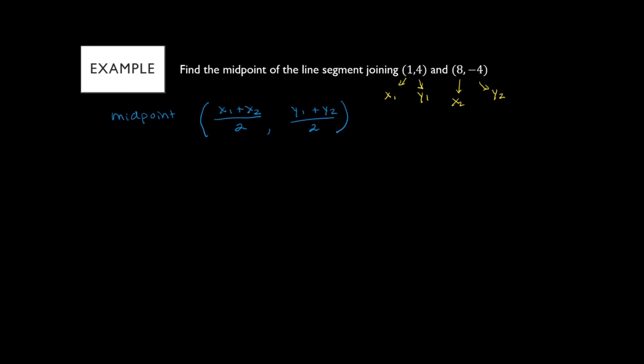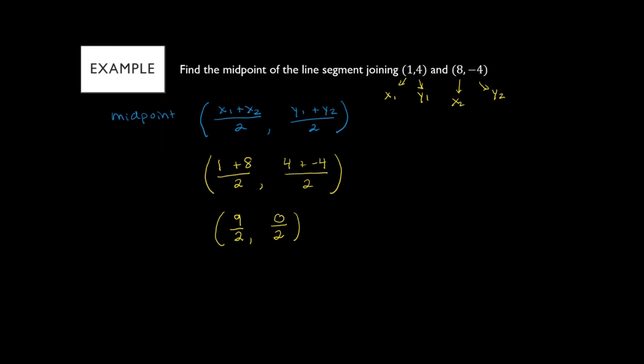So we're averaging our x values. We've got 1 plus 8 divided by 2. And you average your y values, 4 plus -4 divided by 2. That's written as an ordered pair, so I have to have my parentheses. And then we simplify. First I'm going to add the numerators. 1 plus 8 is 9, so we get 9 over 2. 4 plus -4 is 0, so 0 over 2.